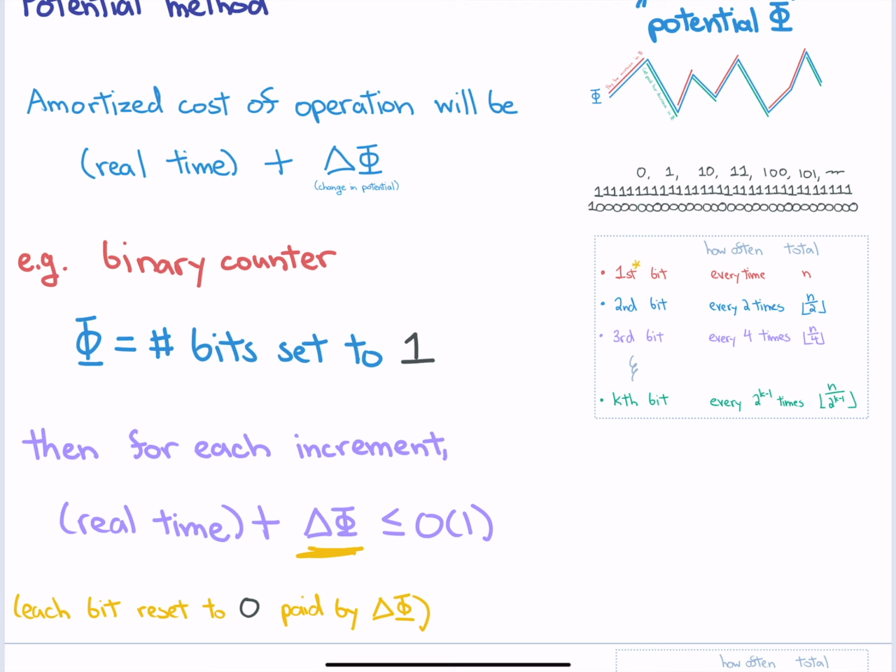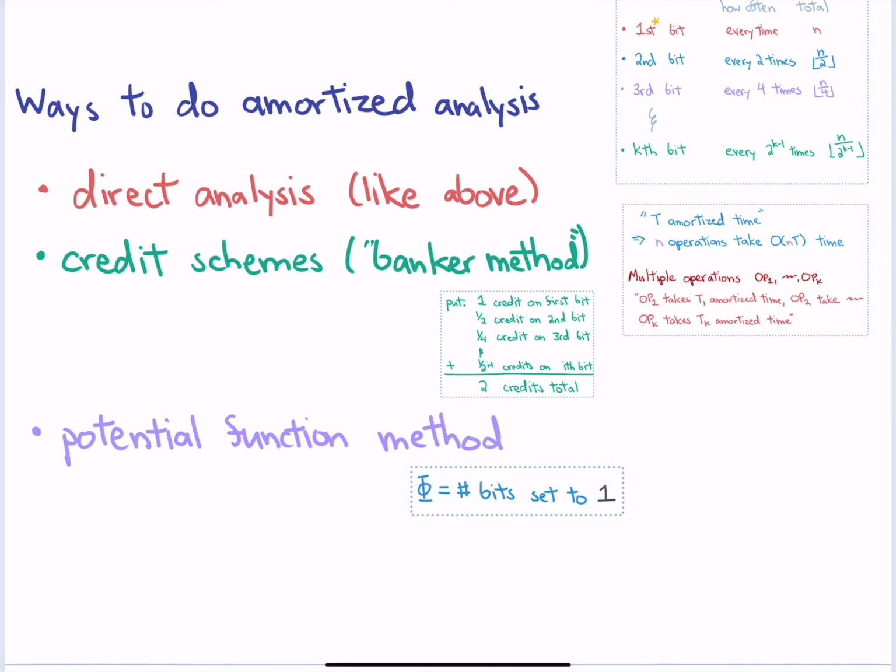And at some level, you can even think of the credit scheme as a potential method where the number of credits is the potential and stuff like that. But okay, anyway, not too formal. All right, so those are three different approaches. And now I thought we'd kind of go through some examples and get some practice.